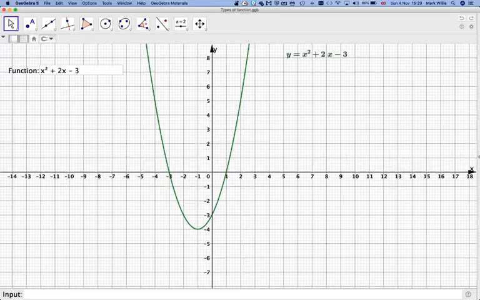Hi, in this video we're going to look at types of functions. I've got this GeoGebra app, which I will put in the notes of the video.